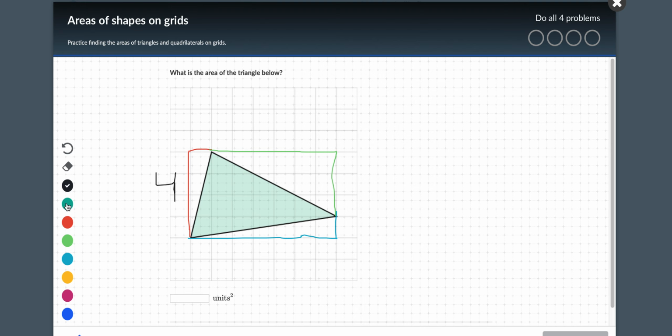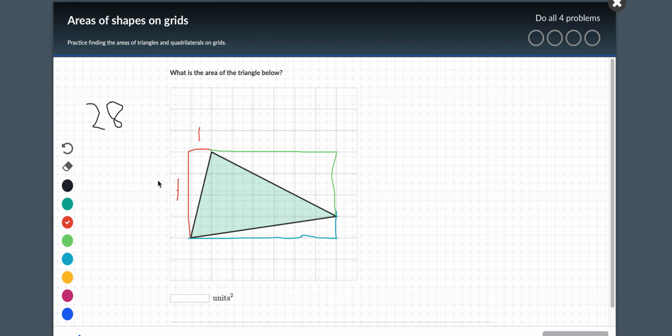We get 4 for the height and 1, 2, 3, 4, 5, 6, 7 for the width, which means the area of this whole square is 28. Now we want to subtract out these boxes so we can just be left with the area of that center shape. So we do all the triangles separately to figure out their areas.